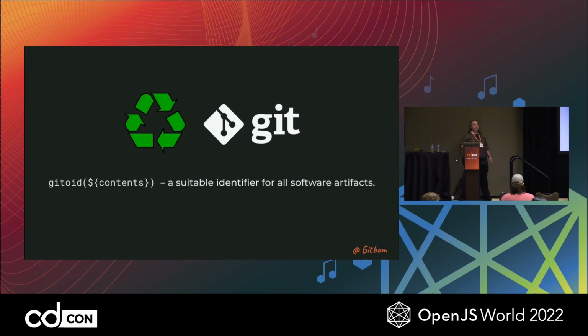So, I believe in recycling. How do other folks feel about recycling? So when there are good ideas, I try not to reinvent the wheel. I try and borrow them. So GitBOM basically looks at Gitoids, the Git object ID, and says, why don't we use this for all artifacts, not just source code files?